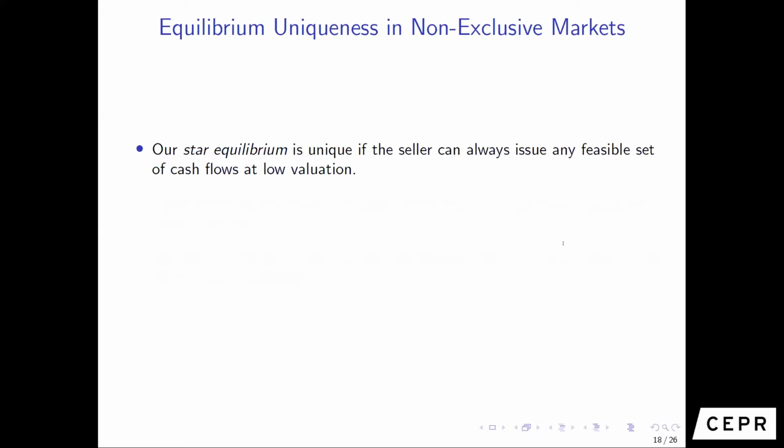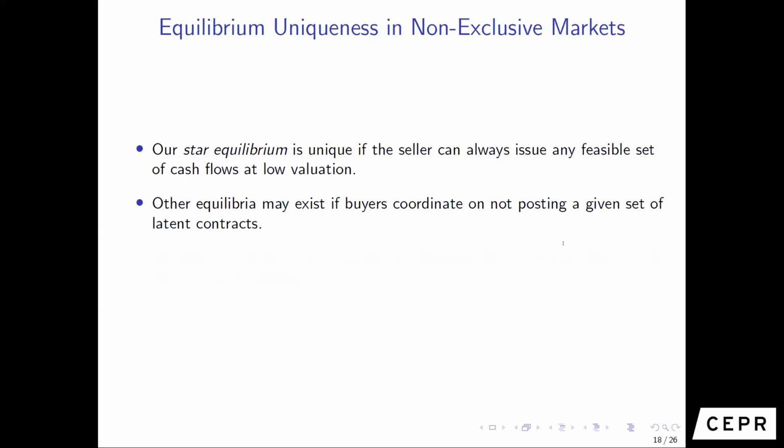But what we find is that other equilibria may exist if buyers coordinate on not posting a given set of latent contracts. So if we could have an equilibrium in which buyers say, okay, no one will ever purchase this particular set of cash flows at any price, then you can support other equilibria. And at the moment we're working on characterizing those.